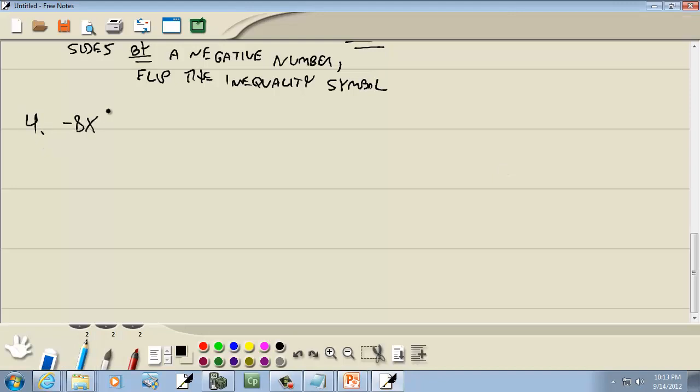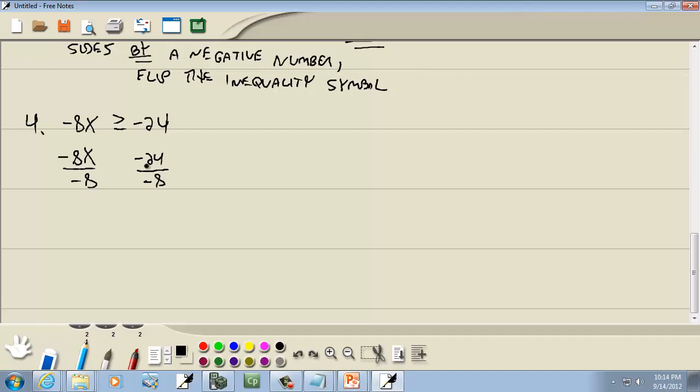We've got negative 8x is greater than or equal to negative 24. First step, get rid of parentheses. Don't have any. Second step, get rid of fractions. Don't have any. Third step, get everything with an x on one side, numbers on the other side. That's done. Everything with an x is over here, numbers over here. Last step, divide both sides by the number in front of your x. So we're going to divide both sides by negative 8.